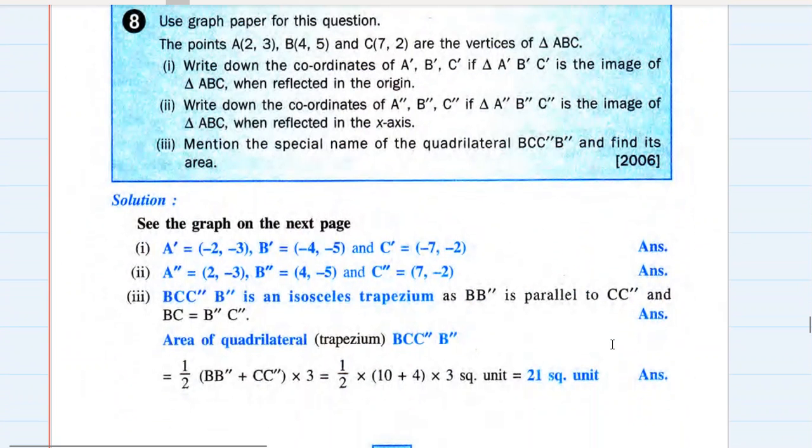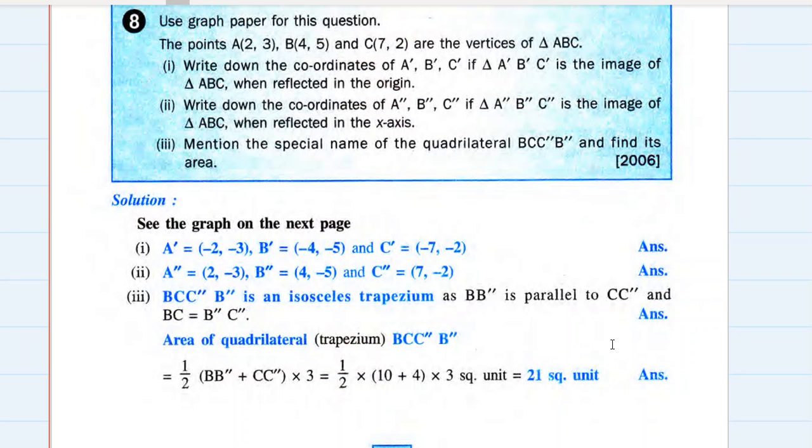ये क्वेश्चन जितनी भी बार मैंने क्लासरूम में करवाया है, स्टूडेंट्स have made some mistake in plotting. ये ऐसा क्वेश्चन है, तो इसको ना थोड़ा अच्छे से तुम लोग सॉल्व करना. Use the graph paper for this question. The points A, B and C are the vertices of triangle ABC. तो पहले तो ABC को प्लॉट कर लो. ठीक है, अब A', B', C' के वर्टाइसेस तुम्हें लिखने हैं, कोऑर्डिनेट्स लिखने हैं.